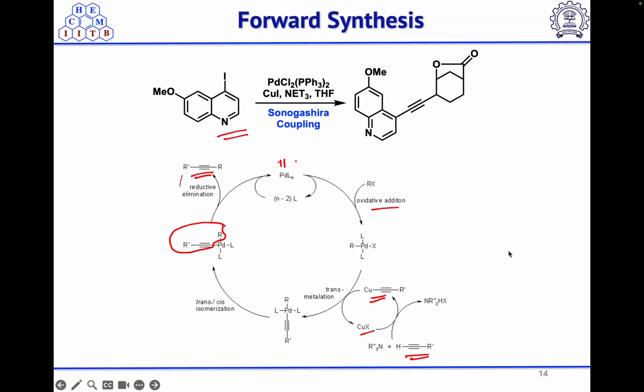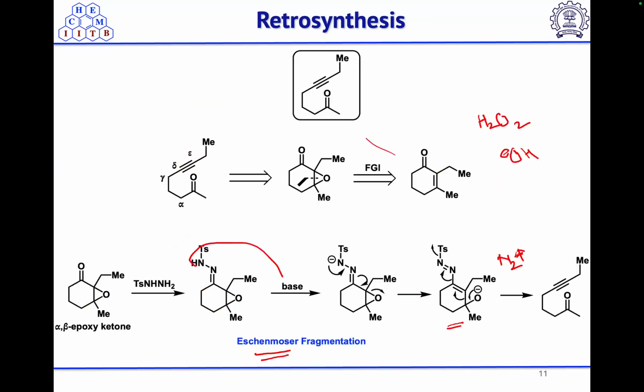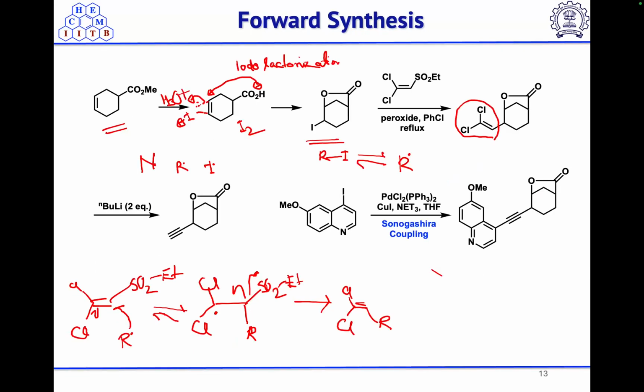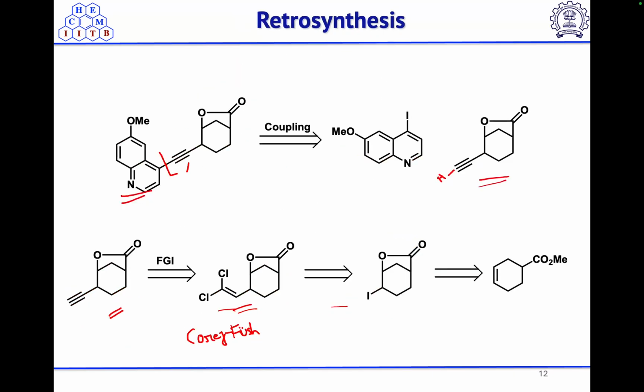So now you can see, in this retrosynthetic analysis, how many reactions are involved. Right? First is the Sonogashira cross coupling reaction.